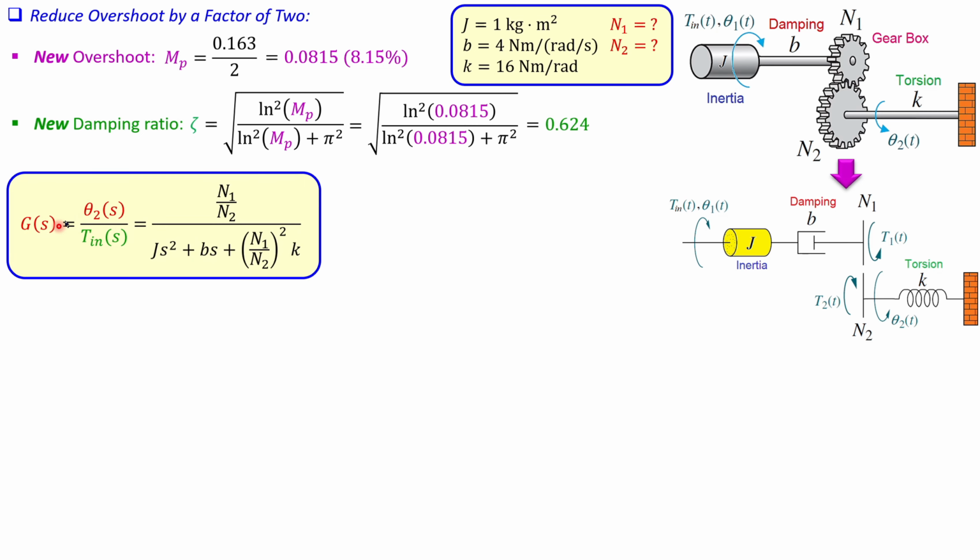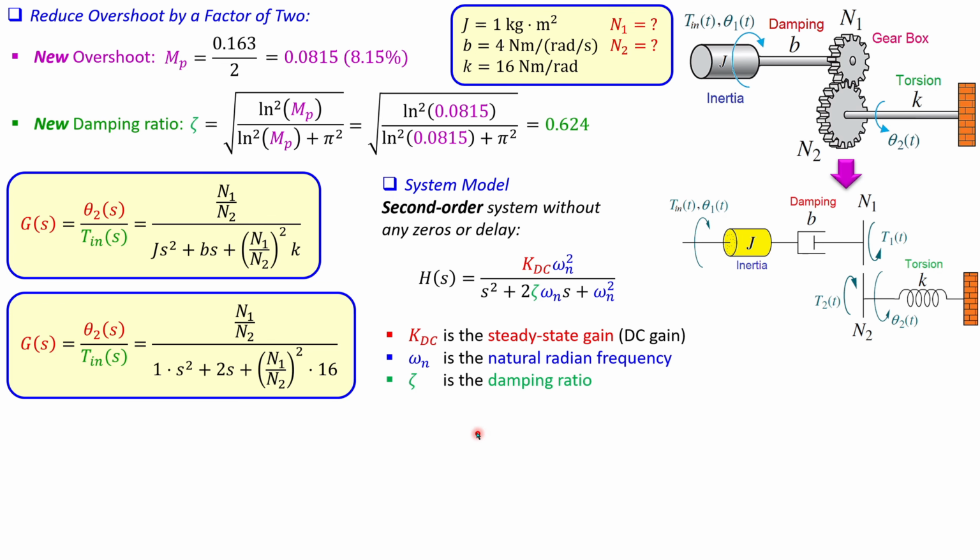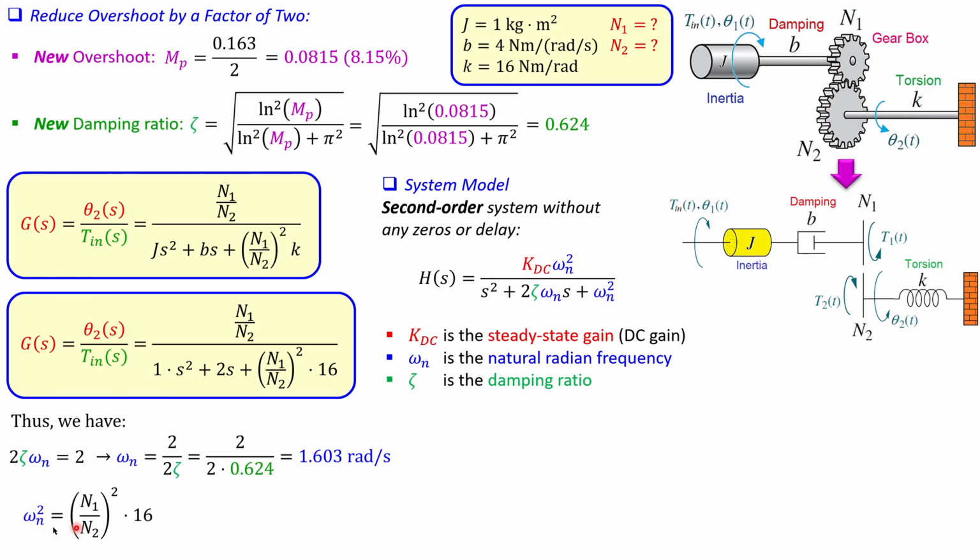Okay, now the expression we had in general for this system was this. We can now substitute everything we have except, of course, this N1 and N2 ratio. So that's actually shown here. So what I have is this one. And I can now say, okay, this is the second order model. We all know this. Now since the zeta is now 0.624, the omega n is also changing because it was 2, now it is approximately 1.6 radians per second. Now the omega n is given by this, because you can compare, the omega n squared is this.